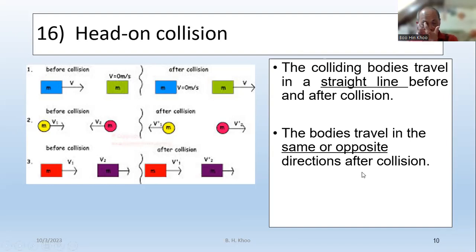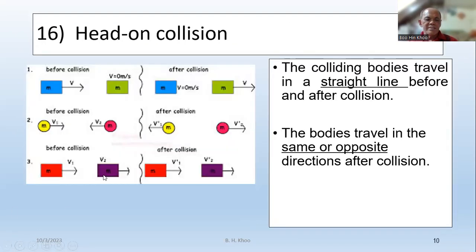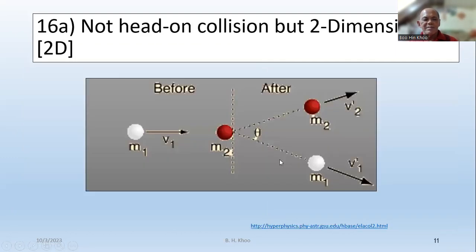The bodies travel in the same direction after collision, or it can be a different direction. This one, approaching each other, this one rebounds. This is not a head-on collision. It's two-dimensional, which we'll study separately.